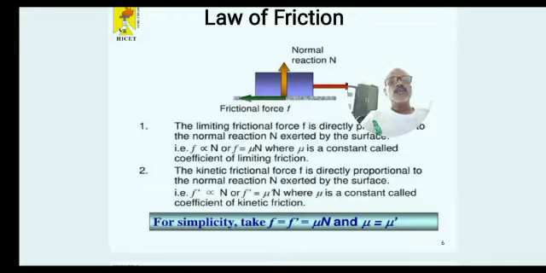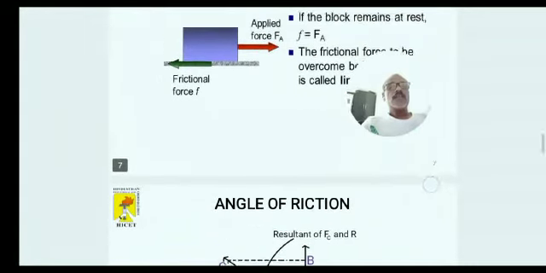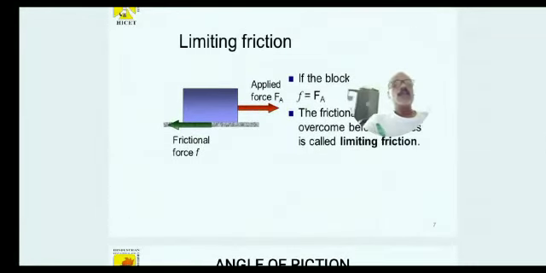The same applies for kinetic friction. For limiting friction, F is directly proportional to the normal reaction. It is the friction law. And then, what is limiting friction? Limiting friction is applicable only for static friction, because the applied force and the frictional force are equal. So that is called limiting friction.